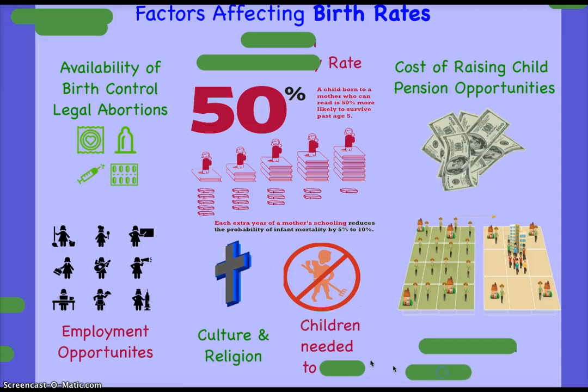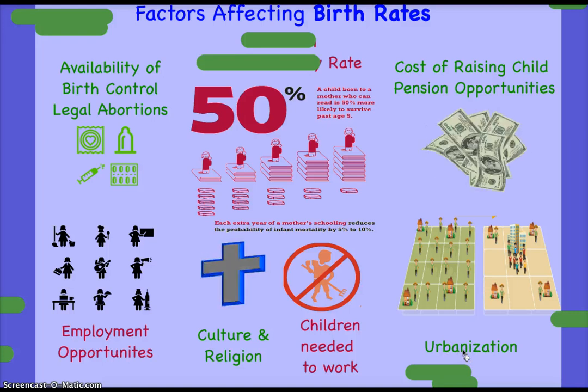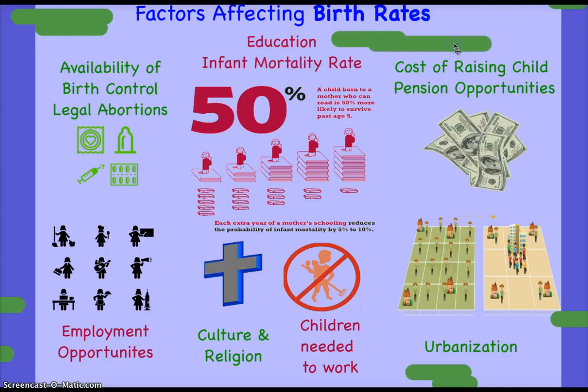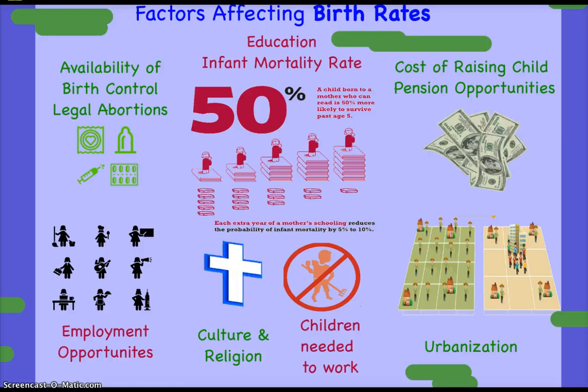Sanitation. Children needed to go to work. Sanitation in terms of urbanization. So urbanization led to cleaner lives, more medicine, more work, fewer children, yes? And then we've got education, again, like I mentioned, and lower infant mortality rate in general. It could be more or less. These can affect birth rates. Okay. So these are factors that affect birth rates. They could affect them positively or negatively.